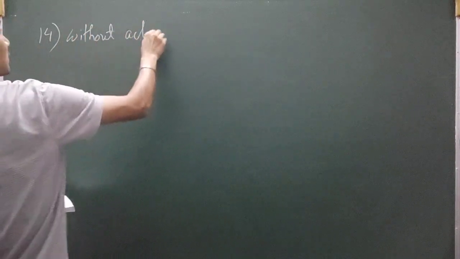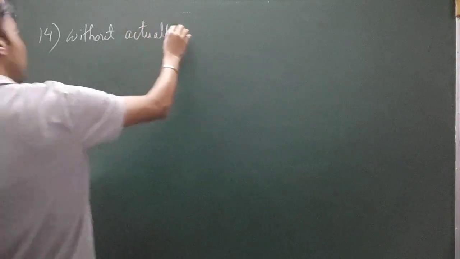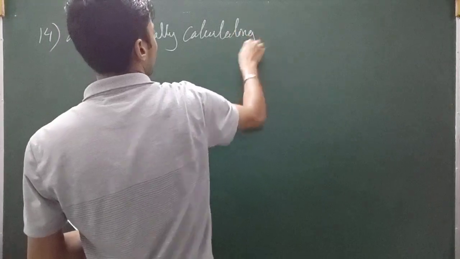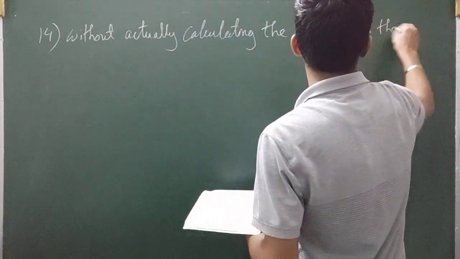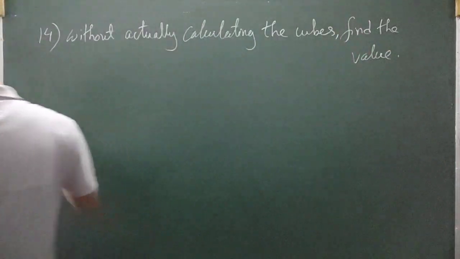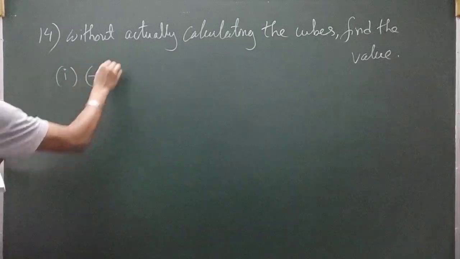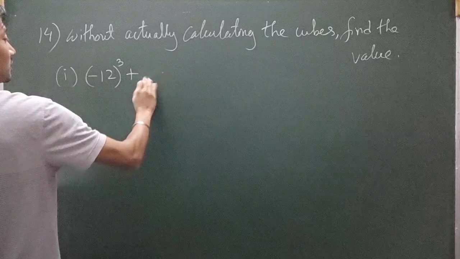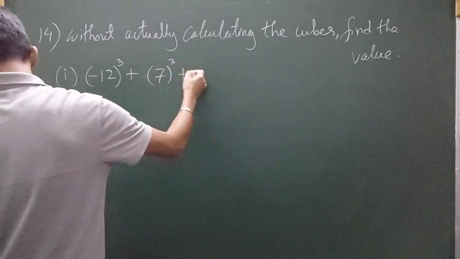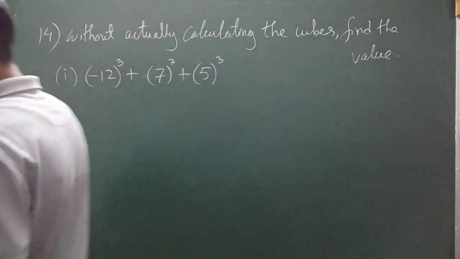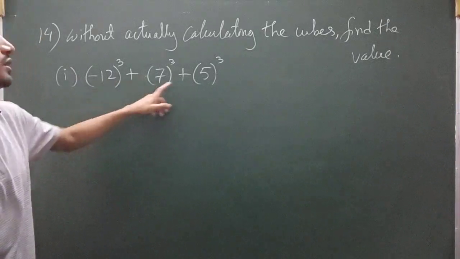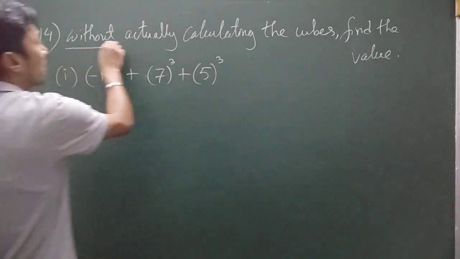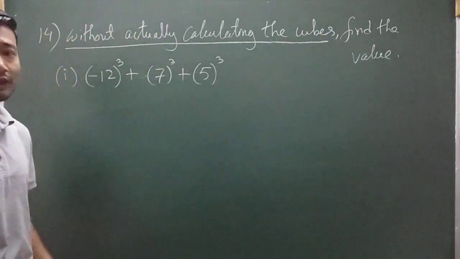Question 12, without actually calculating the cubes, find the value. In short, I'm writing. The first one is minus 12 whole cube plus 7 cube plus 5 cube. It's very easy. I can just go for 12 cube, 7 cube, 5 cube and get the value. But you are told very strictly, without actually calculating the cubes.